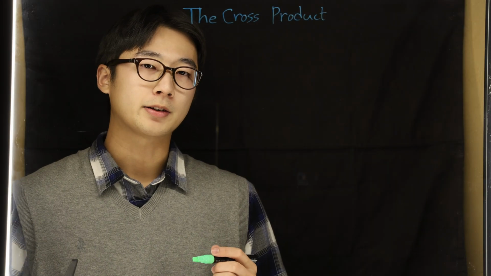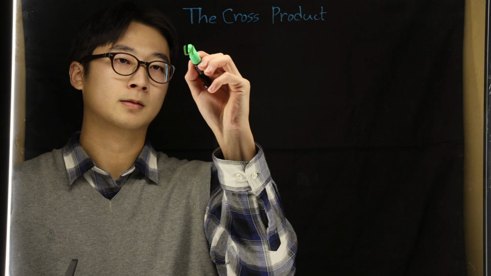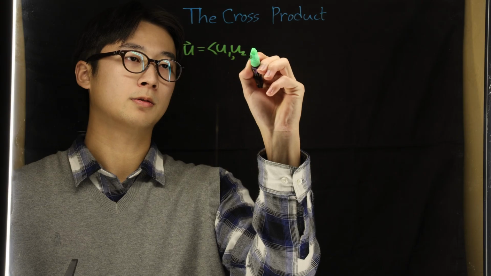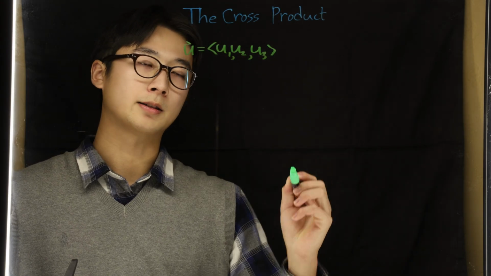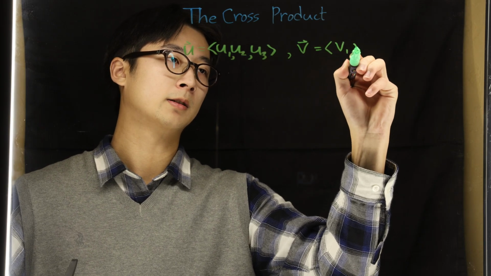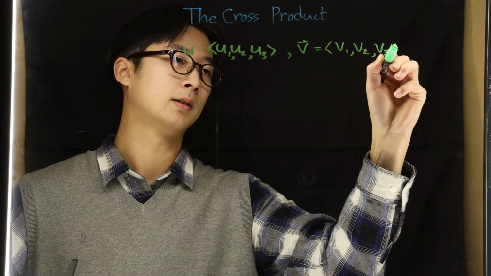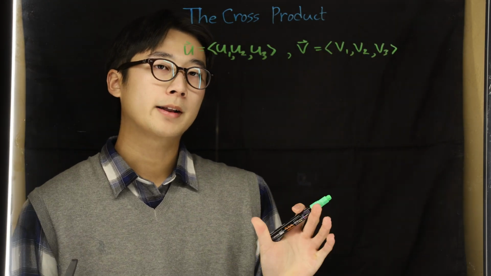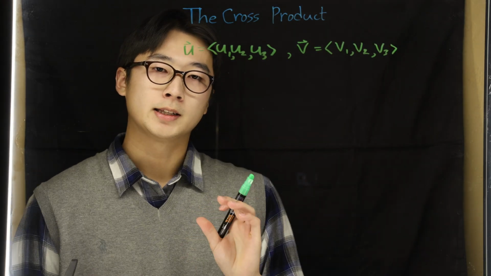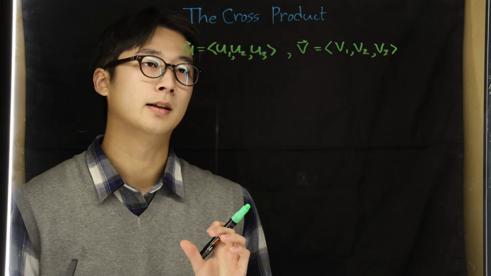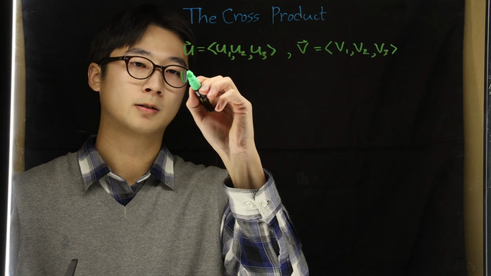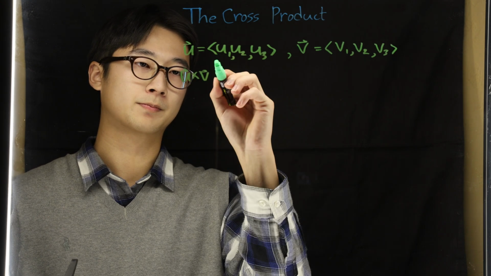Let's say there's a vector u equals u1, u2, and u3, and there's a vector v equals v1, v2, and v3. How can we find the cross product of u and v? We can find it using the determinant concept and the basis vectors. Let me show you the trick to find u cross v.